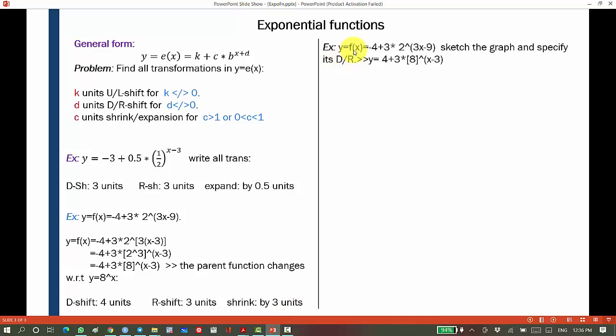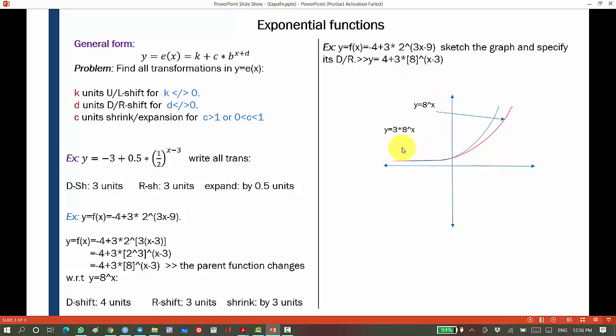Consider y is equal to f of x is equal to minus 4 plus 3 times 2 to the power 3x minus 9. Sketch its graph and specify domain and range. We know that after doing some algebra, we get y is equal to minus 4 plus 3 times 8 to the power x minus 3. We start off with the parent function, which is y is equal to 8 to the power x. Then we shrink it by factor 3.